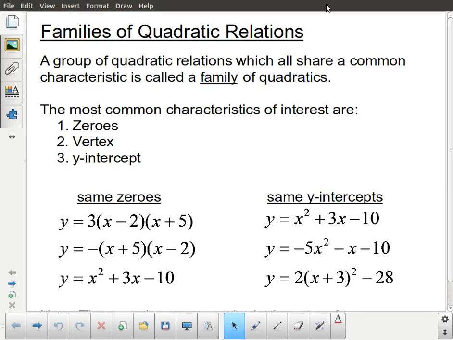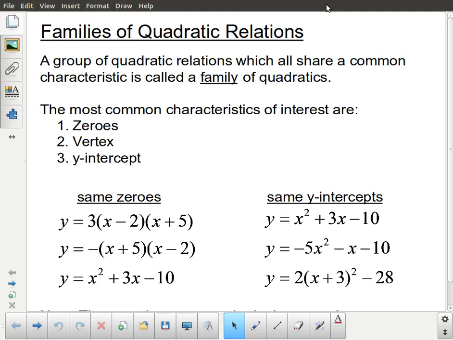For this lesson, we're going to be taking a look at what is probably a new idea for many of you, which is the idea of a family of quadratic relations. The graph of a quadratic relation, as you should know, is a parabola. And when we take a look at the graph, we see certain characteristics.